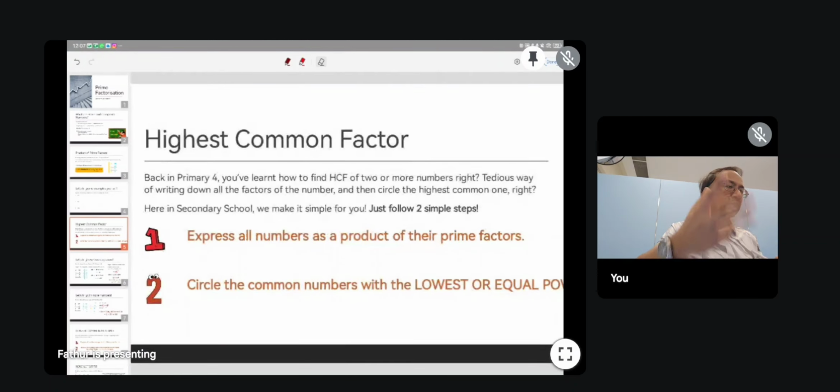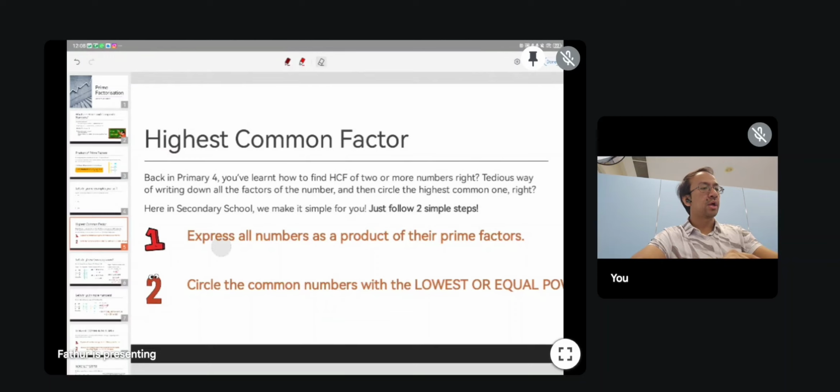Okay. 2 steps. Let's say they ask you the highest common factor of 2 numbers. For example, 12 and 30. How to find the highest common factor of 12 and 30? Back in primary school, you write out all the factors, right? Which is very, very mafan. A lot of things to do, right? So basically right now, to find the highest common factor, you just have to follow 2 simple steps.